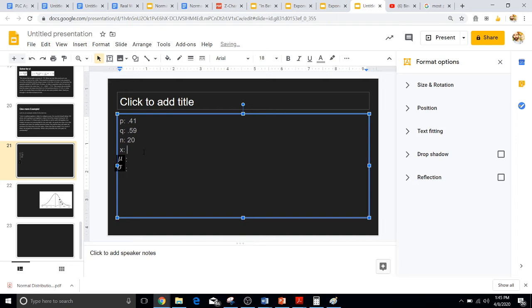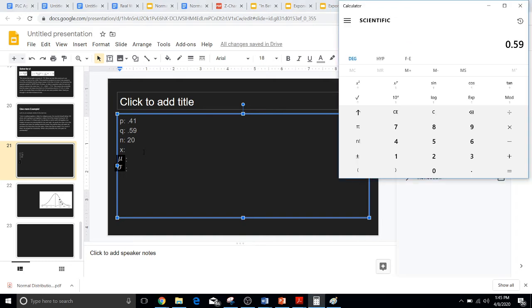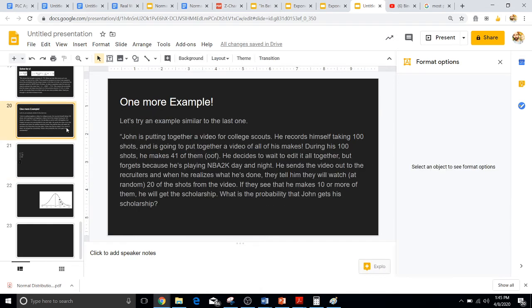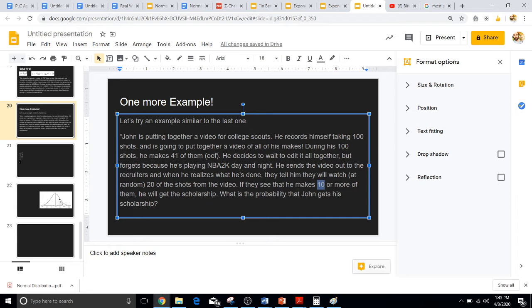Finally, we get to x. X is the proposed number we're looking for. Well, if we read very carefully on here, you will find that the proposed number we're looking for is 10. Now, this is going to change, as we mentioned before, since our x values always have to have a 0.5 at the end of them. So we're going to go ahead and put it as 10 for now, and we'll just change it once we get to that point.